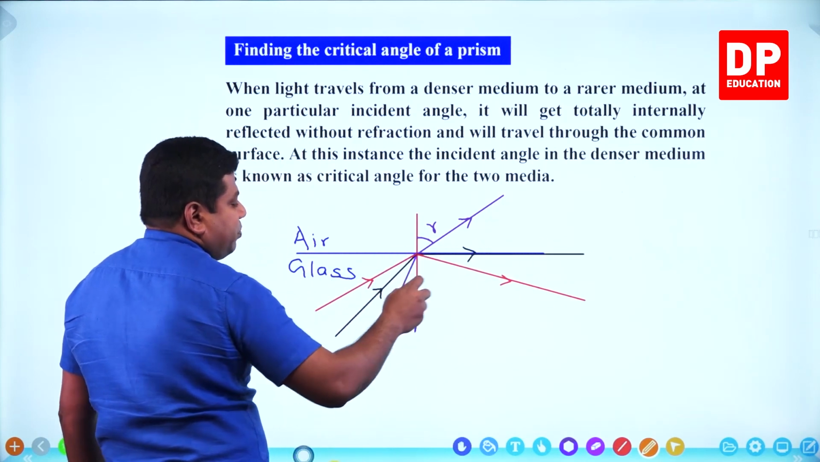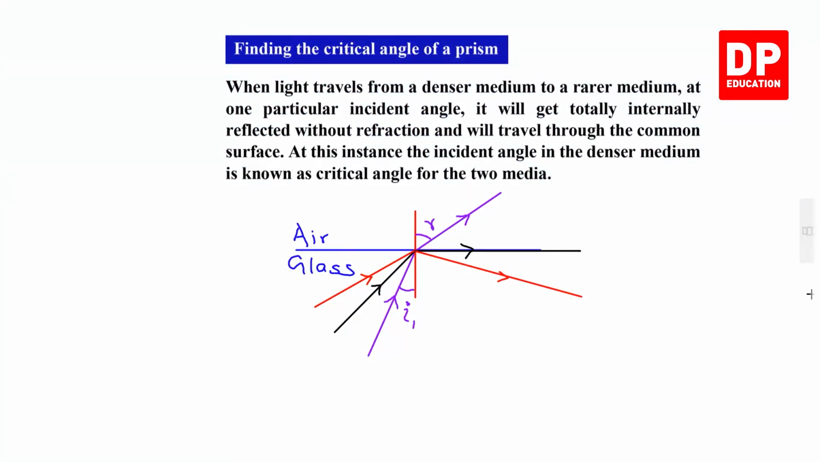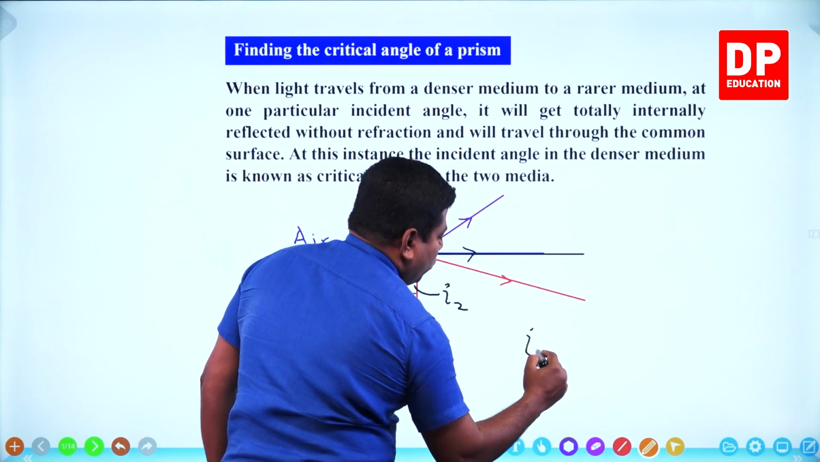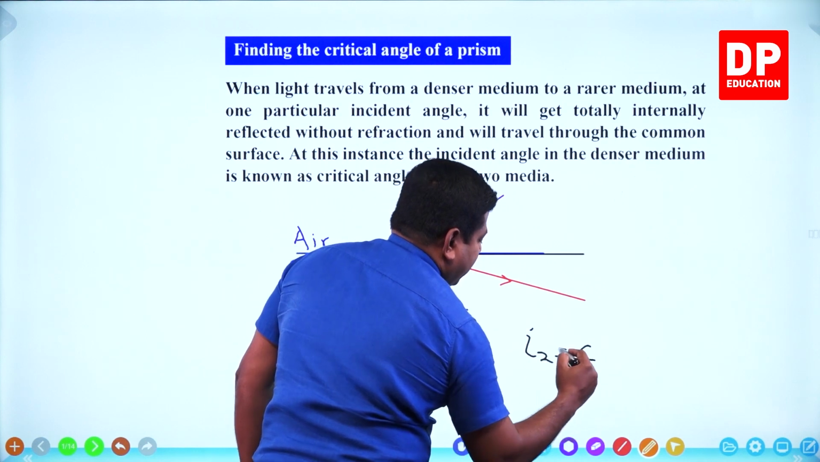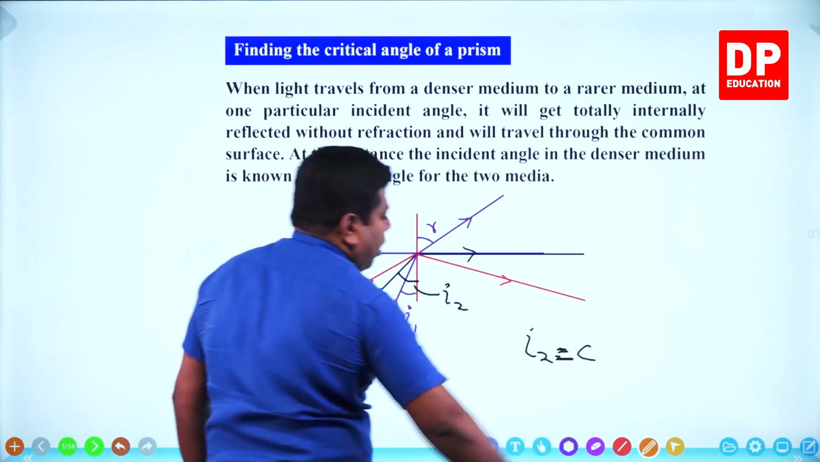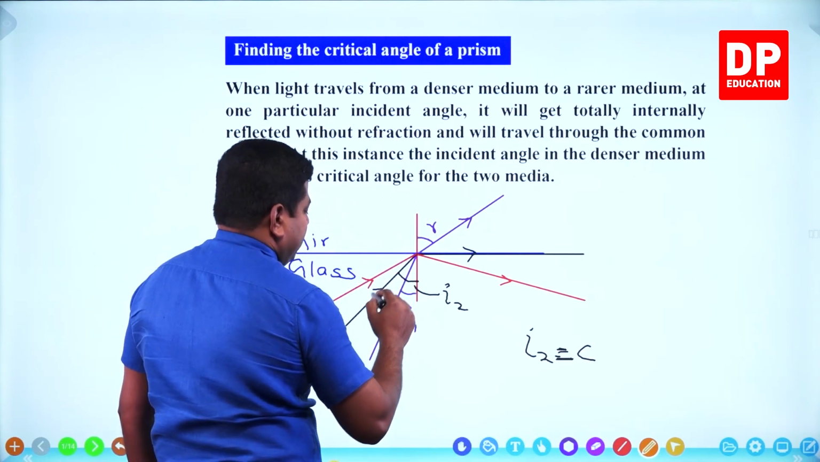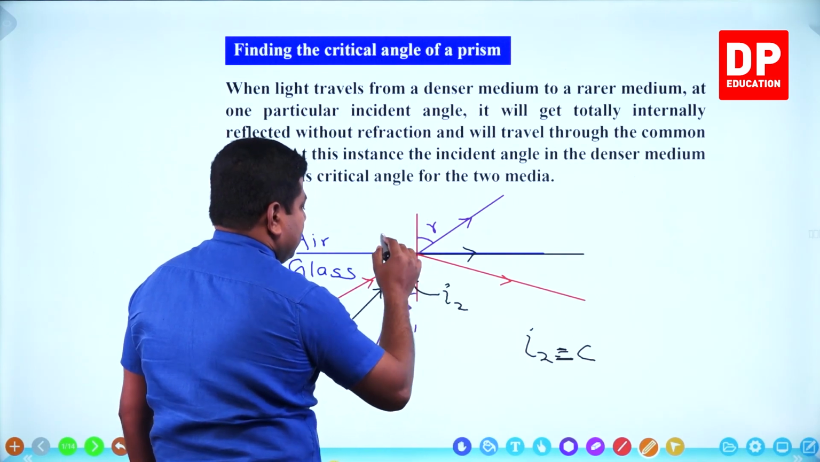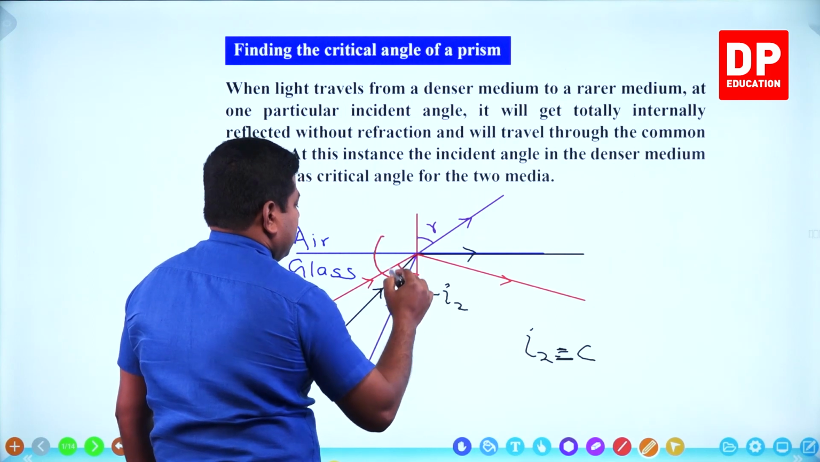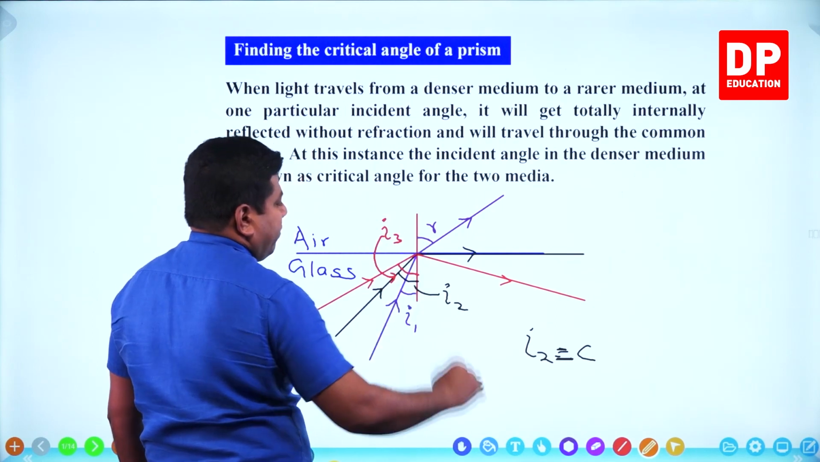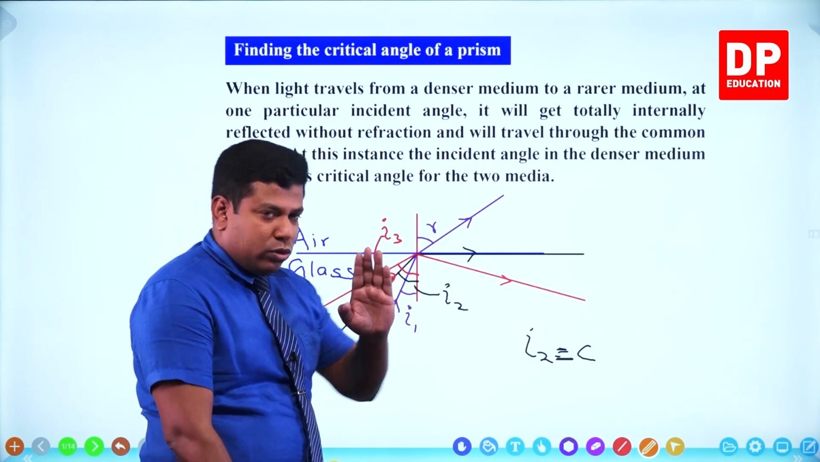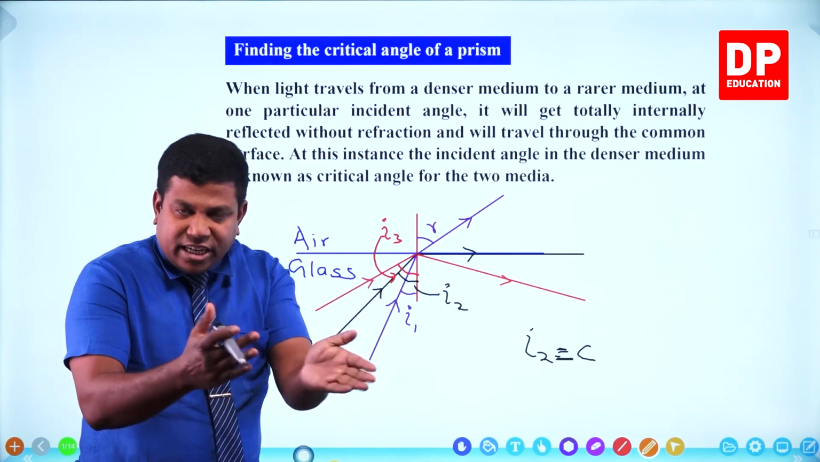So this black one, if I mark this as I2, this I2 is what we call the critical angle. I2 is what we call the critical angle. And this one, let me mark it as I3. So I'm showing you three different angles, three categories of angles.